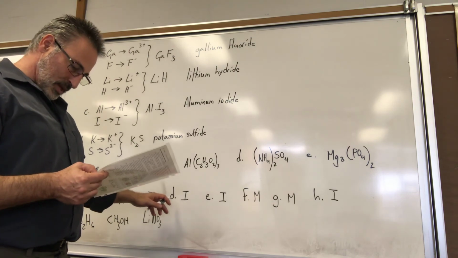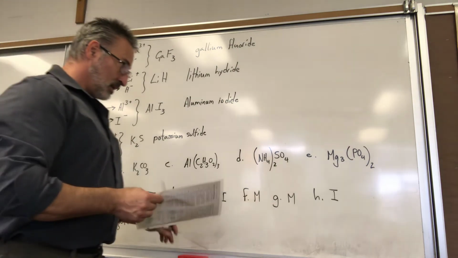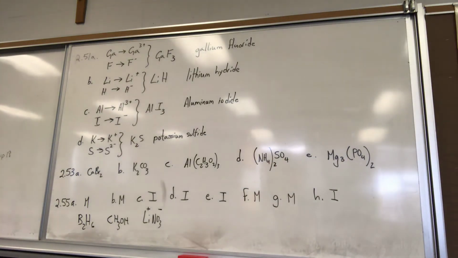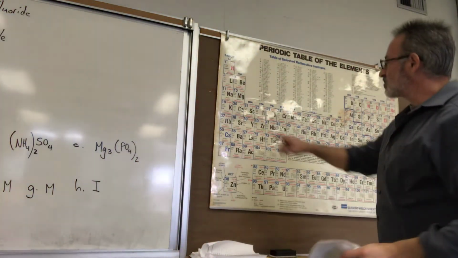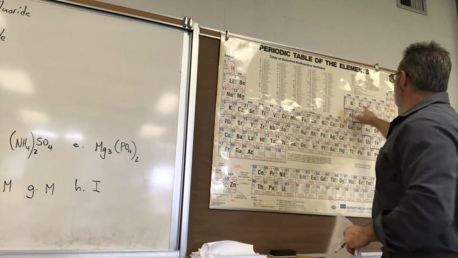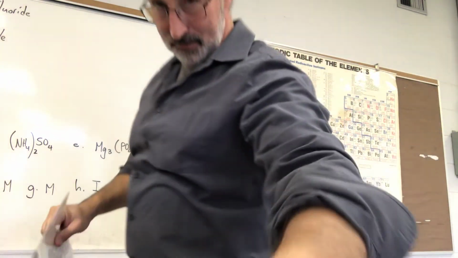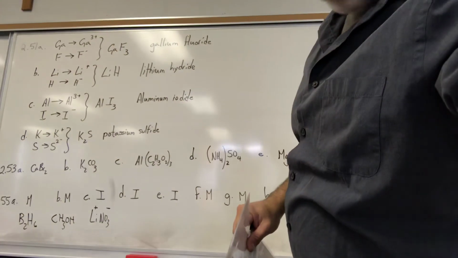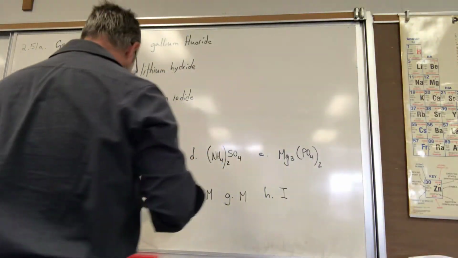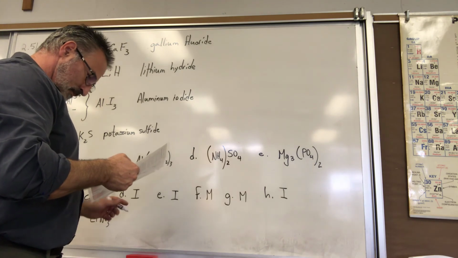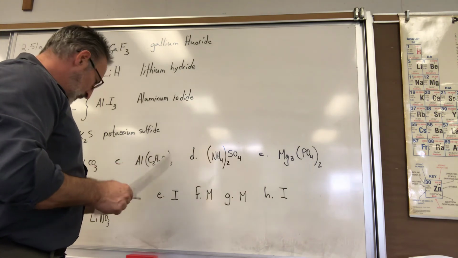D is scandium oxide. Scandium is over here and oxygen is over here. They're far apart on the periodic table. Oops, you can't see me. Hold on. Let me do that again. Scandium is over here and oxygen is over here. So that's far apart on the periodic table. That's an ionic compound, Sc2O3.